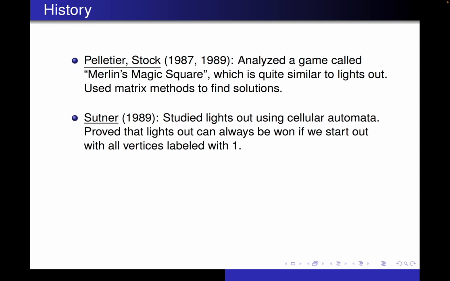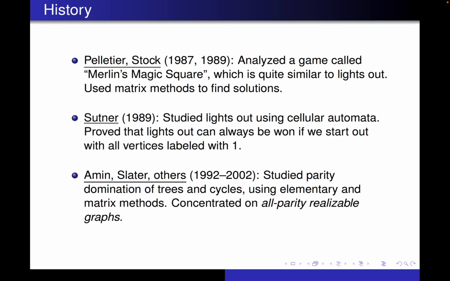In 1989, Suttner studied the Lights Out game that we are now familiar with. He looked at it from a computer science point of view. He looked at it using cellular automata. And he proved, among other things, that the Lights Out game can always be won if we start off with all the vertices labeled with 1. One fact that I did not let you know is it's actually possible for you to lose the game, not be able to win the game, if I give you an unfriendly initial labeling. But Suttner said that if all the lights are on at the beginning of the game, you can always win.